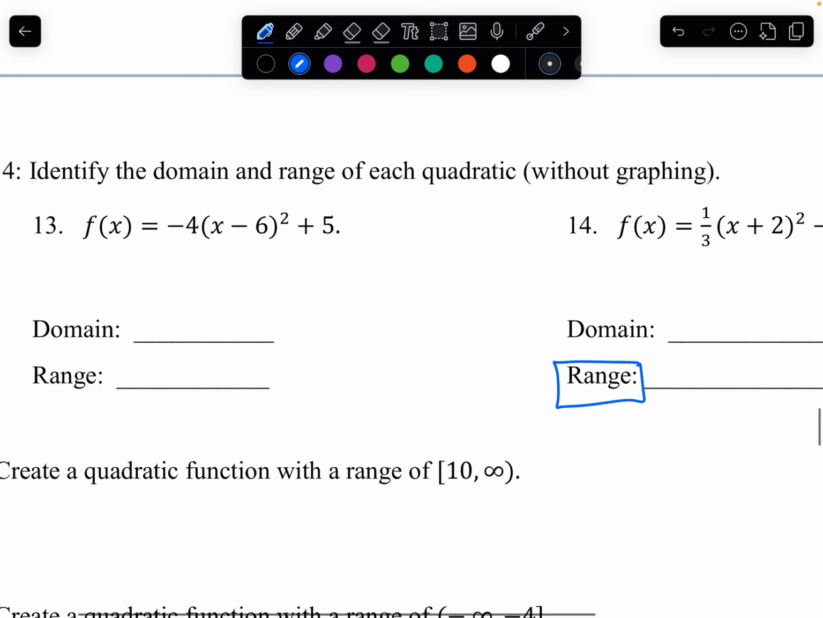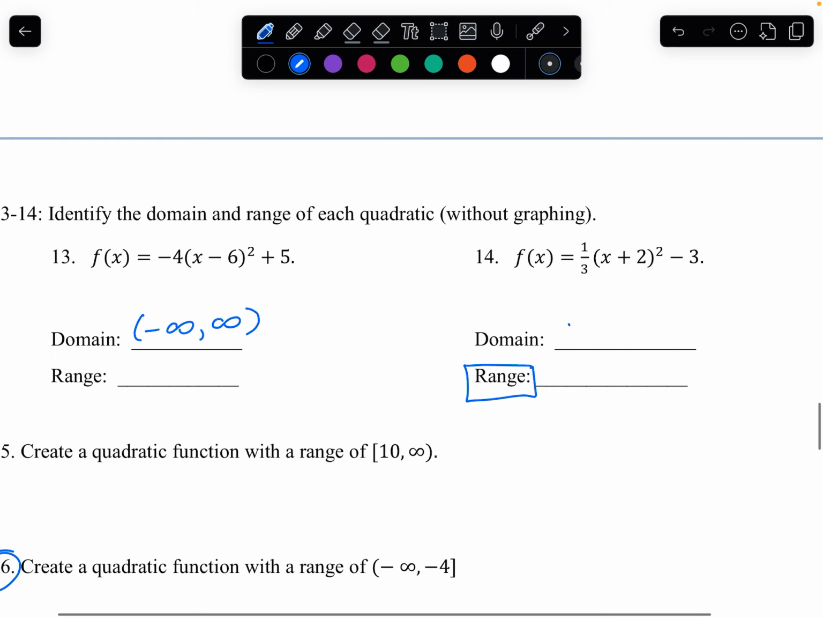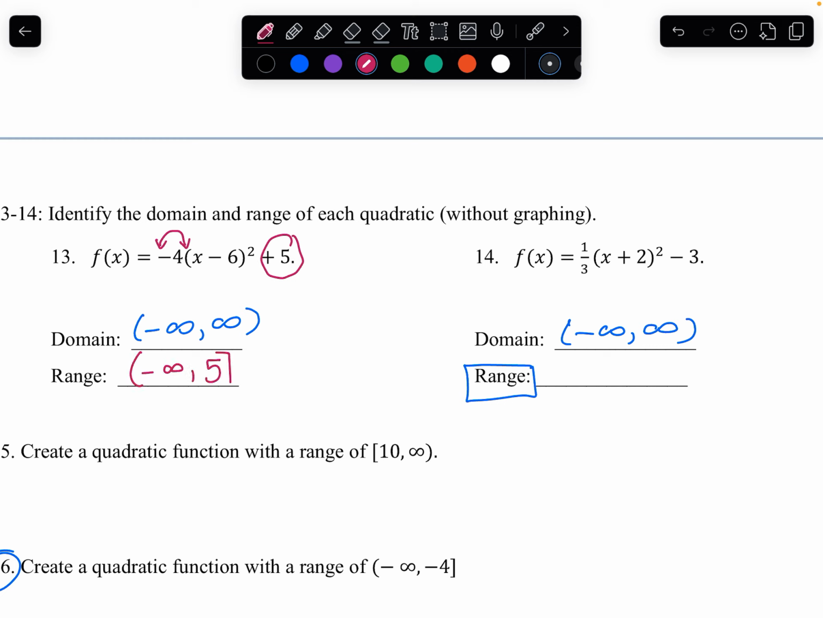So for these problems, all you're doing is given the graph, write the domain and range, or given the function, write the domain and range. Well, domain is always, no matter what, negative infinity to infinity. Our range, you have to see if it's concave up or concave down. This one's concave down because our a value is negative. So using that 5, it's going to be negative infinity to 5 because that 5 is going to be the y value of our vertex. Why don't you try 14 on your own?